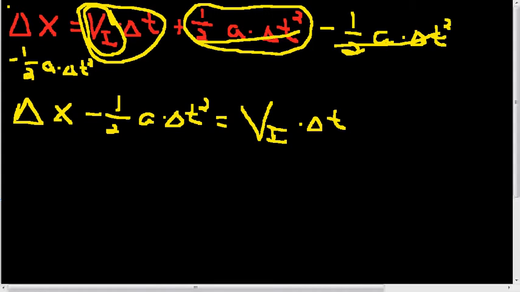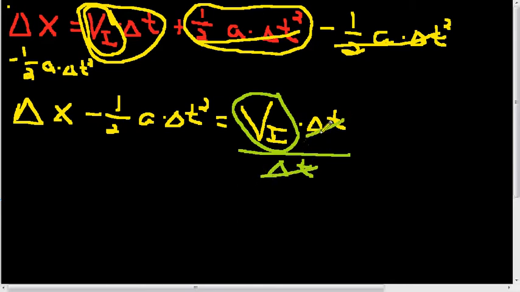Switching colors. We still want to get the vi by itself. Right? And the only thing that's left to move is this delta t. Since they're being multiplied, the opposite function from that would be division. A delta t divided by a delta t, they cancel. Whatever you do to one side, you have to do to the other.